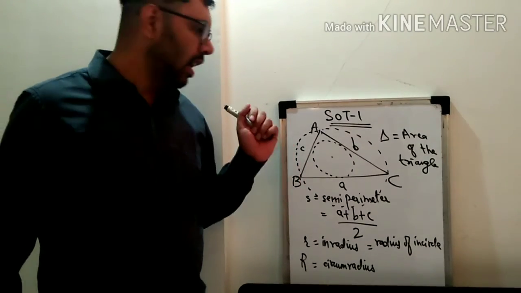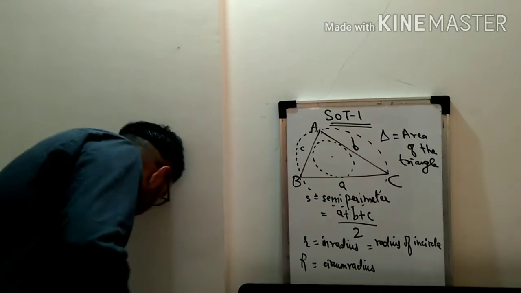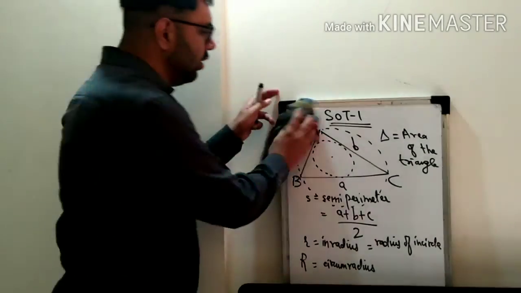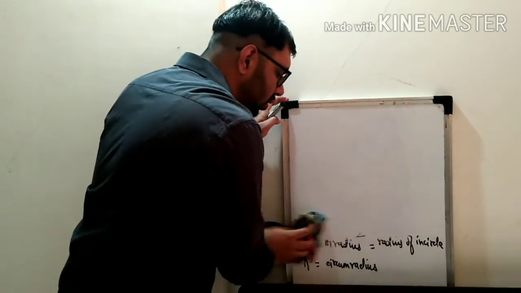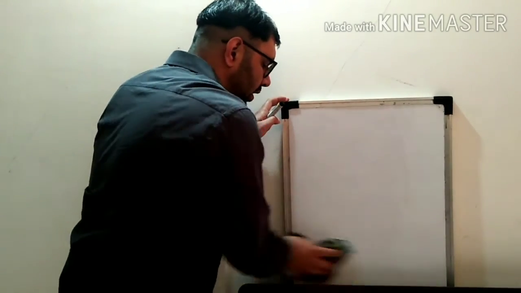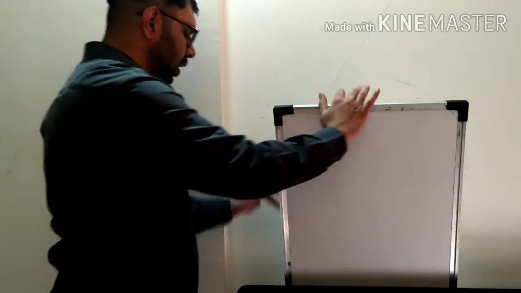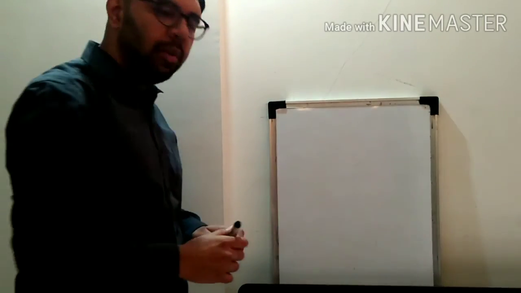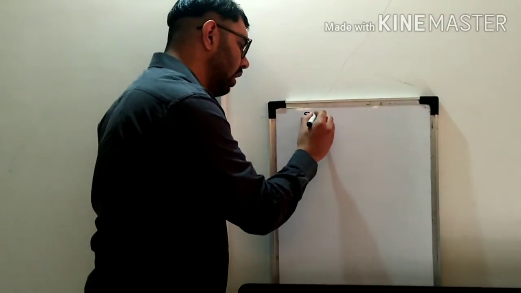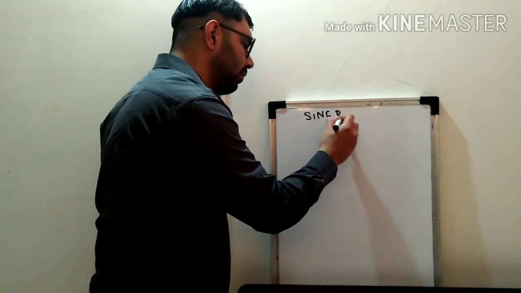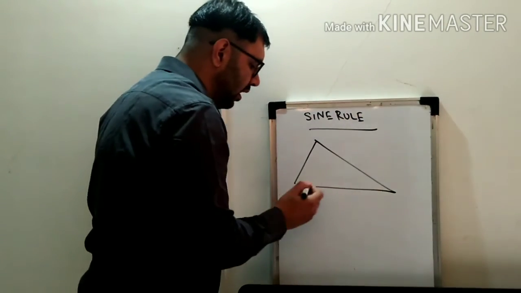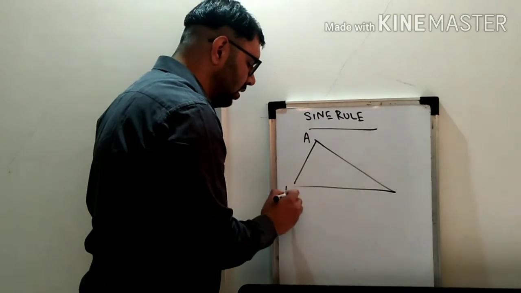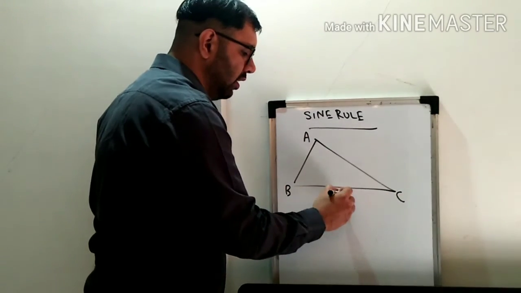And then I will start with some rules or laws which are related to the solution of triangles. The first rule that I can think of is the sine rule. In the sine rule, we take the sides of the triangle and the sine of the angles opposite to the corresponding sides.